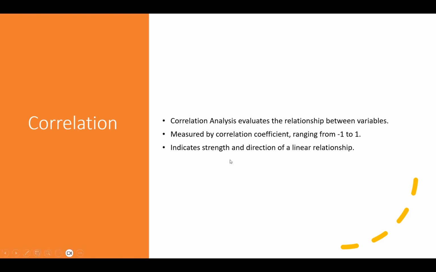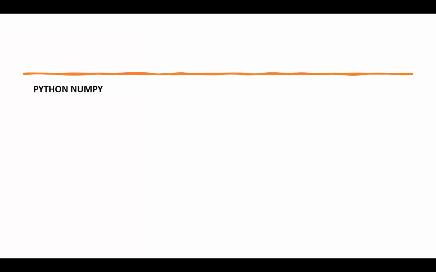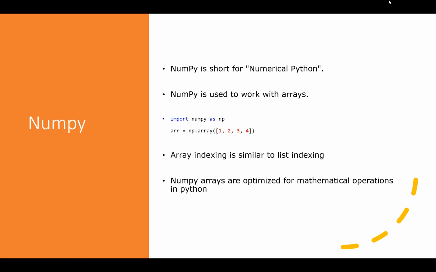Those are good examples. So let's go on to Python NumPy. Easy, simple NumPy, then we'll go into pandas also. NumPy is just short for numerical Python. NumPy is used to work with arrays. Array indexing is just like when we did list indexing: the first term is addressed with 0, the second term with 1, 2, 3, and so on. So NumPy arrays are just Python objects that are optimized for mathematical operations.